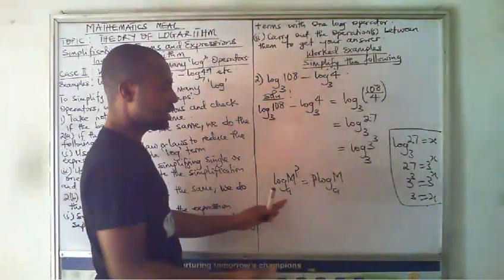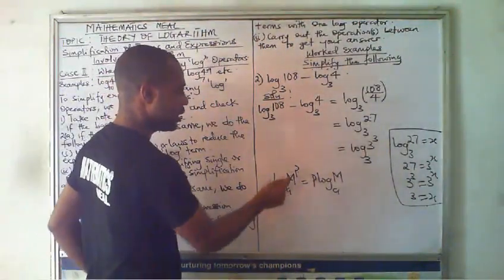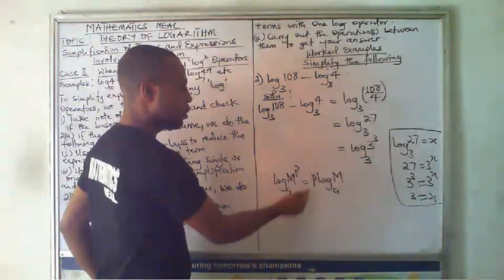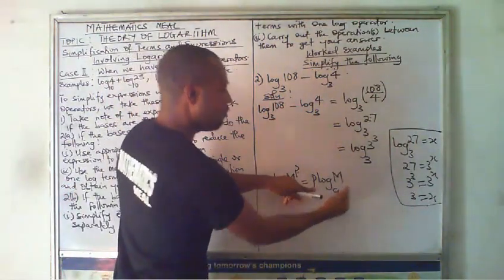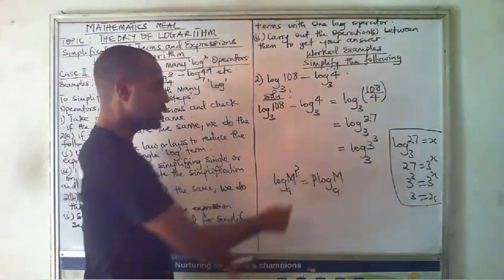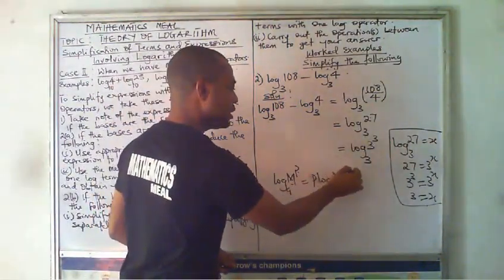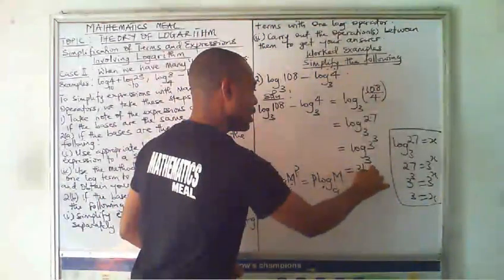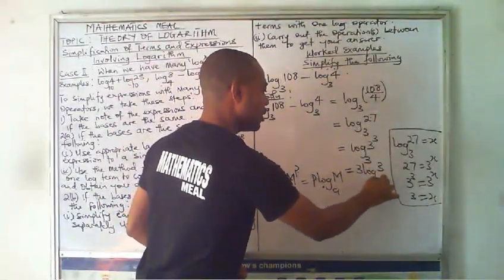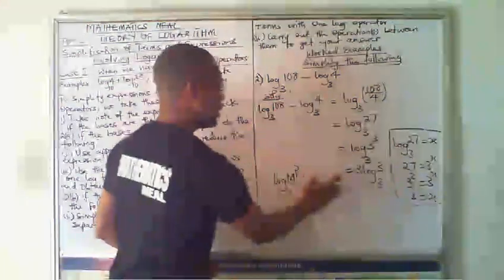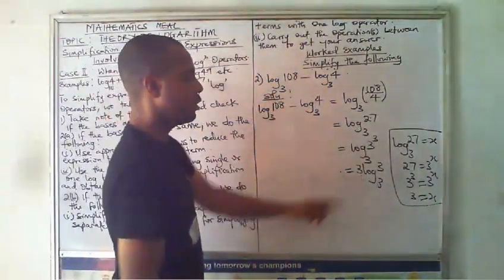And then that's what the third law does. You look at this third law. When the power is on this, we can write that same power as the coefficient of the log. So this is an alternative form of writing this. And if we apply it here, we're going to have 3 log 3 now in base 3. This 3 now is the coefficient of the log.